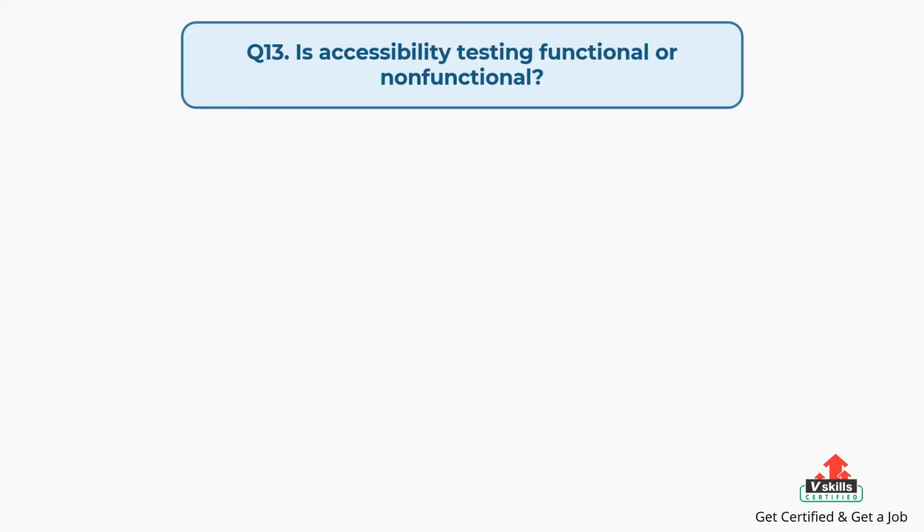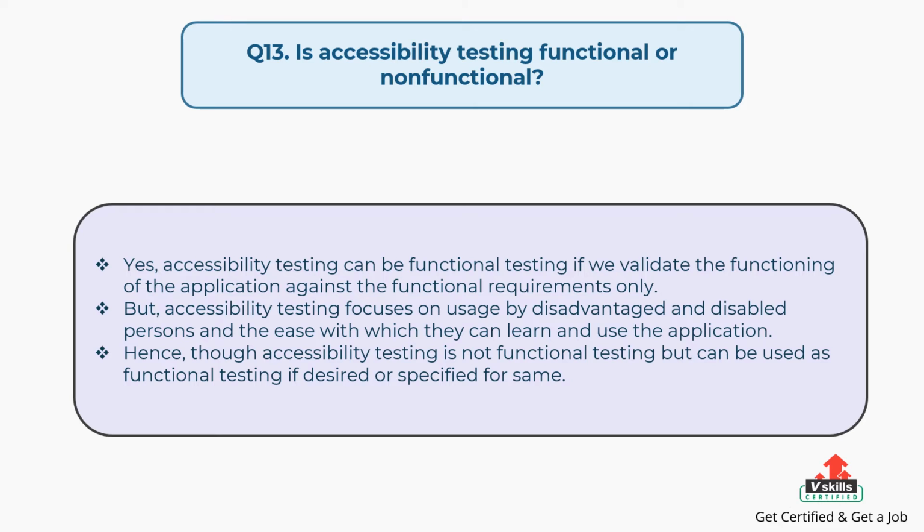Question number 13. Is accessibility testing functional or non-functional? The answer is yes. Accessibility testing can be functional testing if we validate the functioning of the application against the functional requirements only. But, accessibility testing focuses on usage by disadvantaged and disabled persons and the ease with which they can learn and use the application.